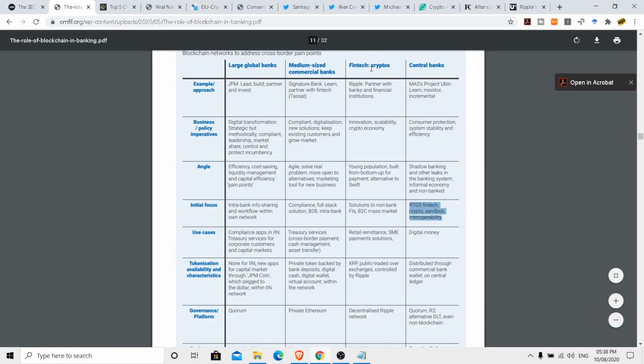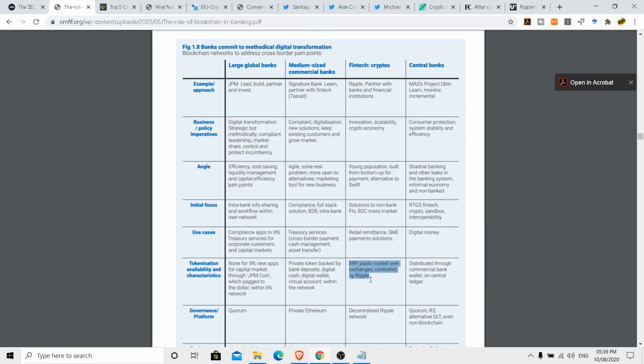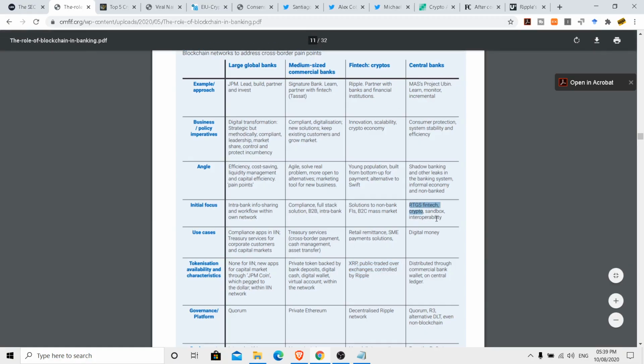So here you get the fintech. What is the fintech and crypto? It's XRP, publicly traded over exchanges, controlled by Ripple. Now, it's not controlled by Ripple. Just the escrow releases, you can say, are controlled by Ripple's escrow agreements. That's the way I look at it. But the initial focus is itself on fintech and crypto, which is mentioned here. That's XRP, and the interoperability, which is the ILP.